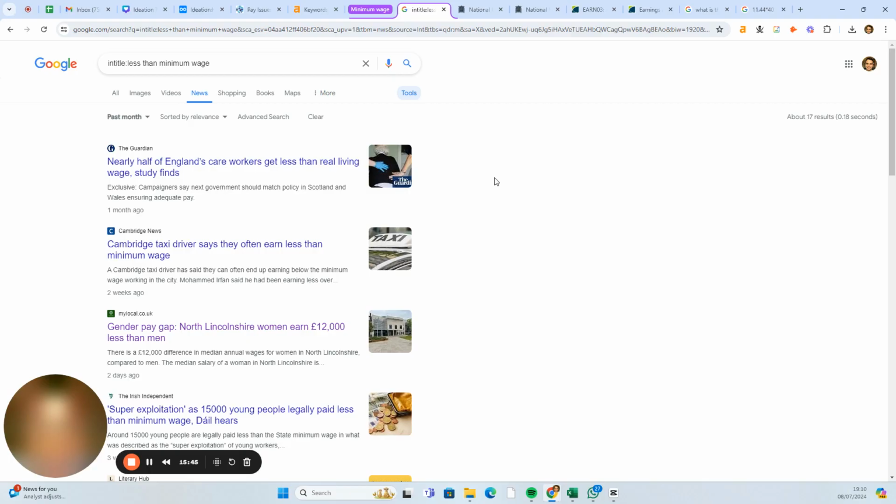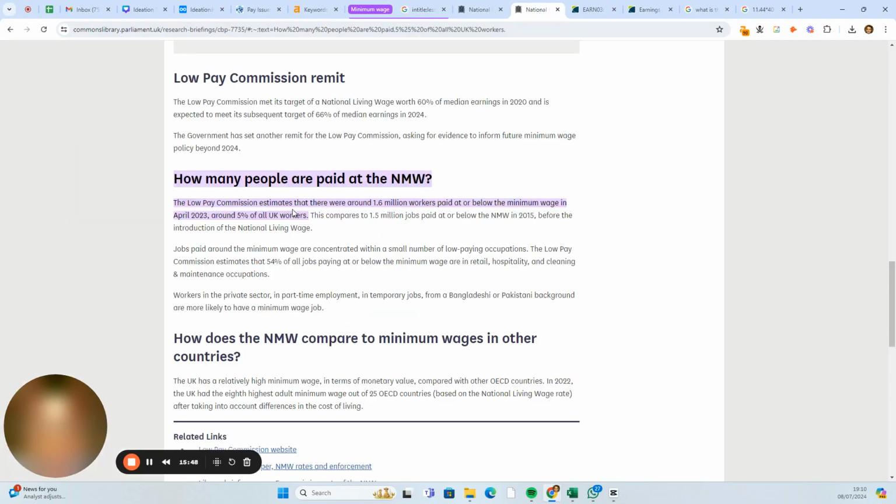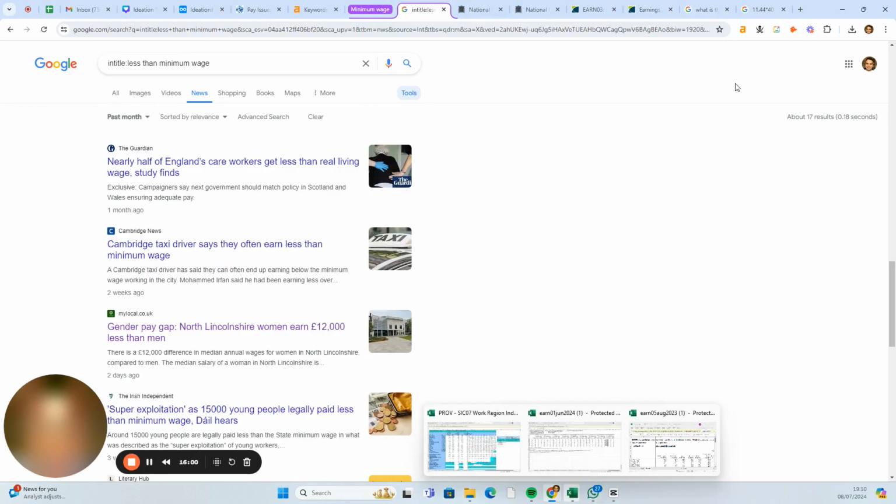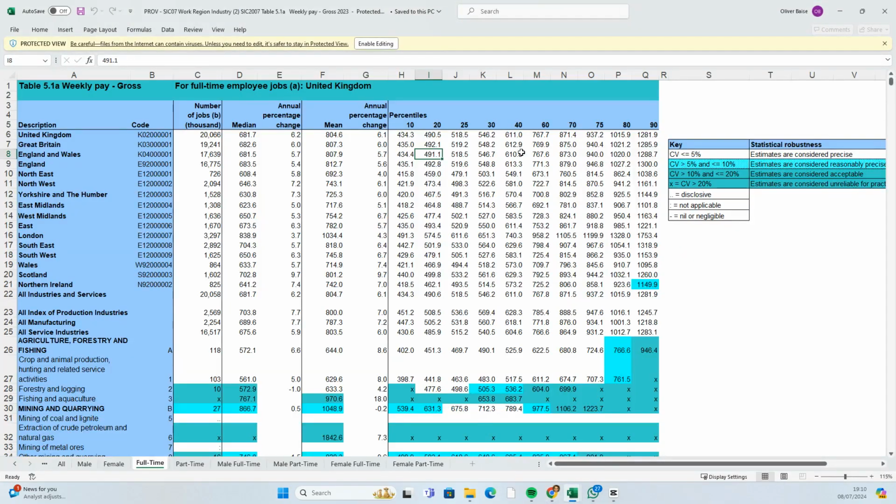I mean, it's breaking the law, but there isn't information about this. The information is about at or below the minimum wage. That could mean that 1.6 million people are being paid at the minimum wage, but the journalists want to know about who's being paid below the minimum wage. That, combined with the fact that we have this information, means that we've got a story on our hands.